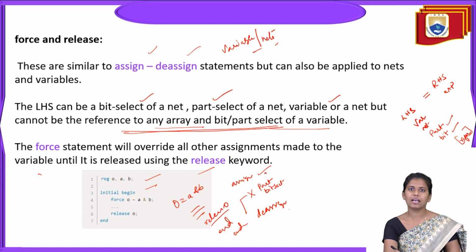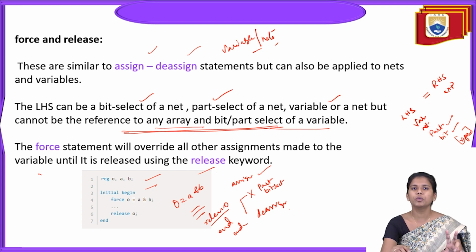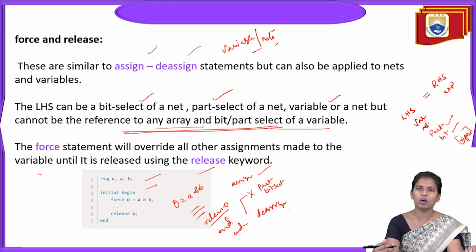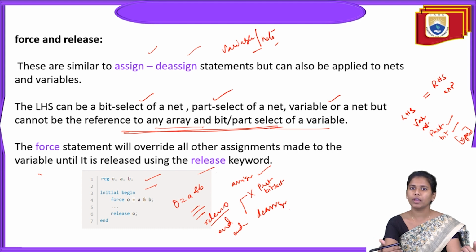So here in this class, we have discussed two important points, two important statements. One is blocking statements and the other is procedural continuous assignment statements. When it comes to blocking statements, we have two types: one is sequential blocking and the second is parallel blocking. So what is a sequential blocking? The evaluation will be made sequentially and also the execution of the variables, or else the statements, can be made sequentially.